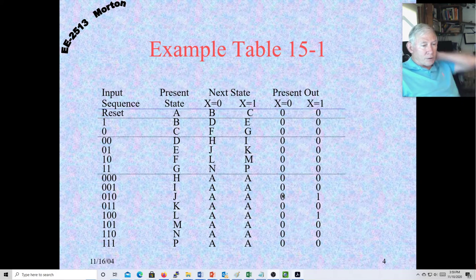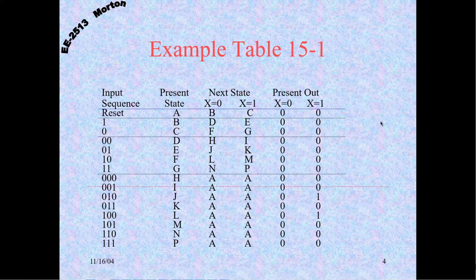What about L? Well, we have an output of 1 there. That's like J. So we can eliminate L based on J. What about M? N and P, they're all the same, and they're the same as H. So we can eliminate then a whole bunch of states. We can eliminate I, K, M, N, and P.